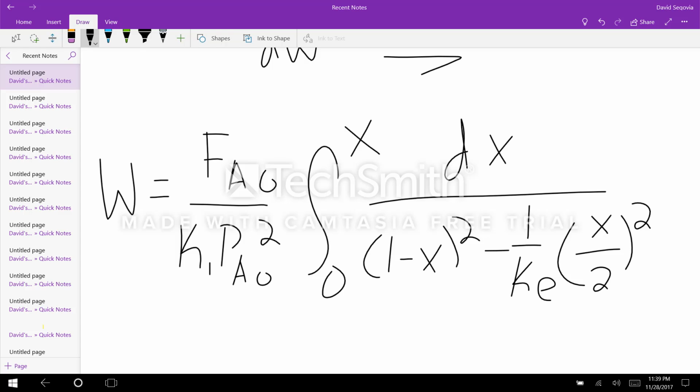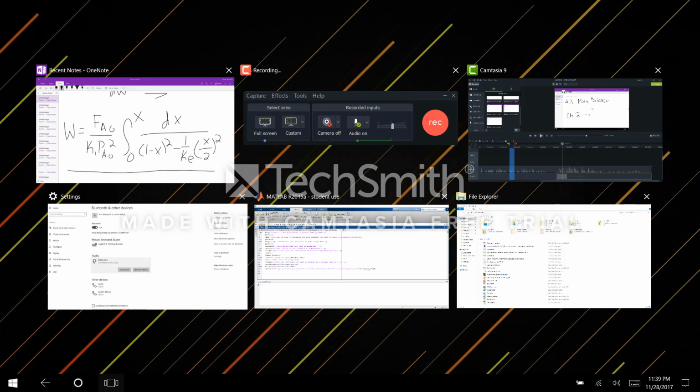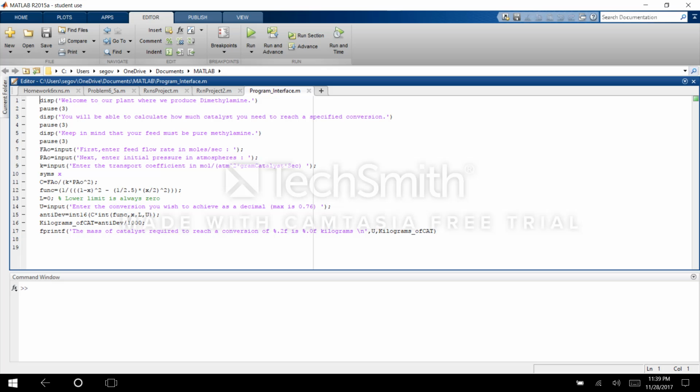This is the equation that we can use in order to find the weight of the catalyst required to achieve a certain conversion. But we have to keep in mind that the highest conversion that can be achieved for this reaction is 0.76. So this limits how high we can convert. And we're going to show a MATLAB file which uses this exact function to calculate the weight of the catalyst. Here we have our MATLAB script, and we're going to go ahead and run it.